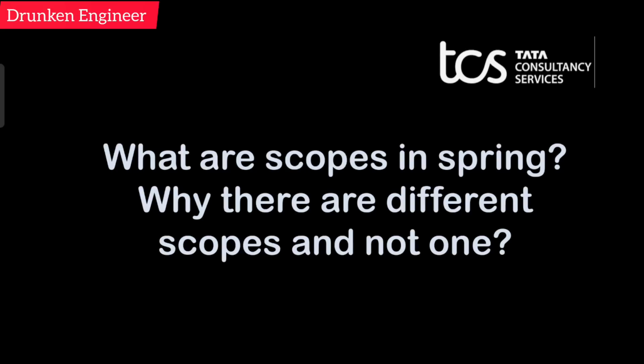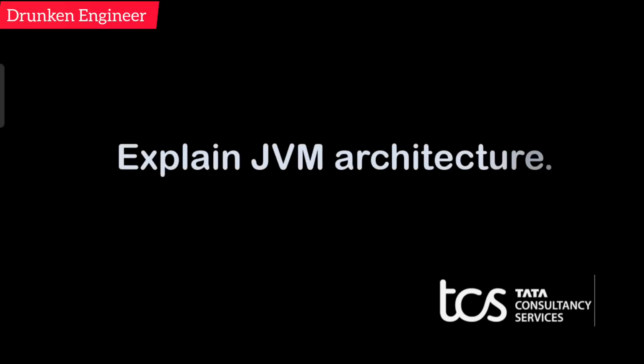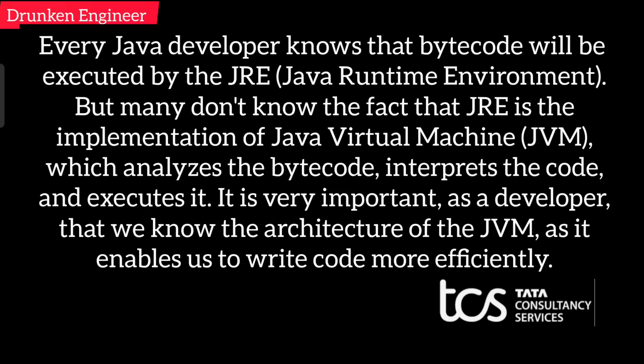So coming to the next question, that is explain JVM architecture. This is one of the most important questions, I would say, for a mid-level Java or software developer, because whenever you're working, you have to know about the JVM, because once you know it, you will be writing the code in a very good manner. Every Java developer knows that bytecode will be executed by the JRE. JRE means Java Runtime Environment, but many don't know the fact that JRE is the implementation of JVM, which analyzes the bytecode, interprets the code, and executes it.